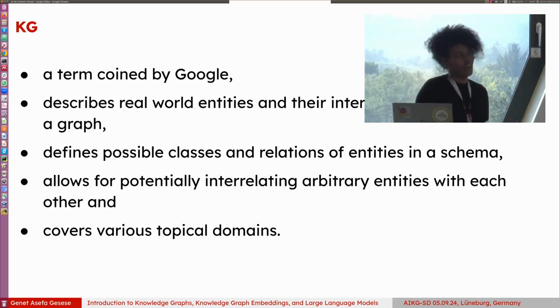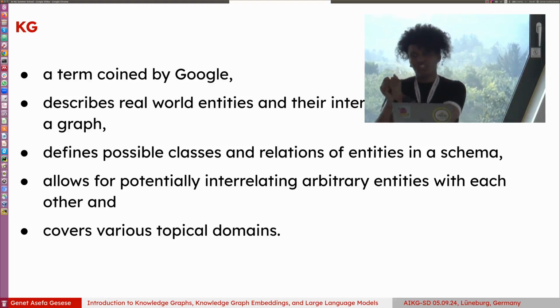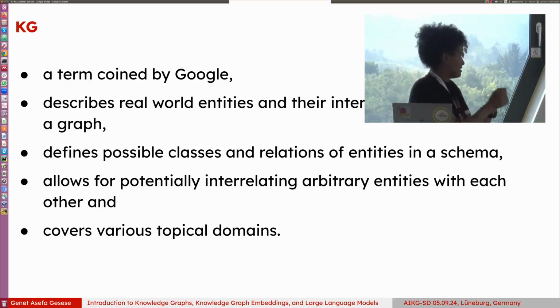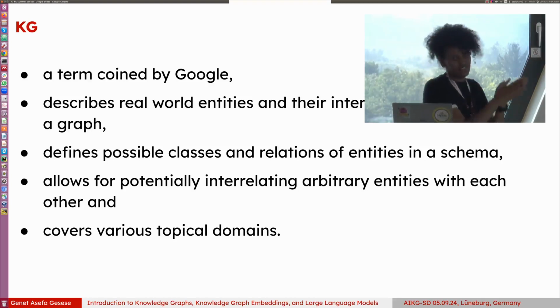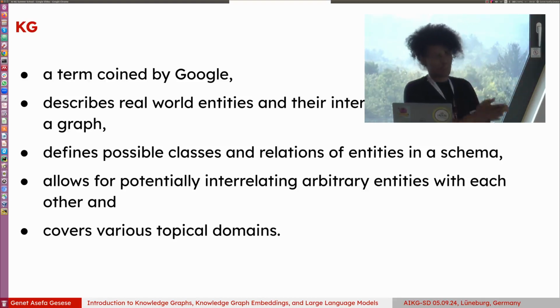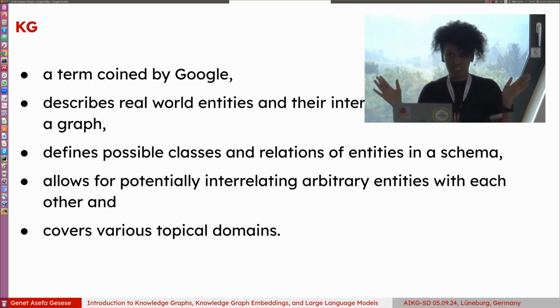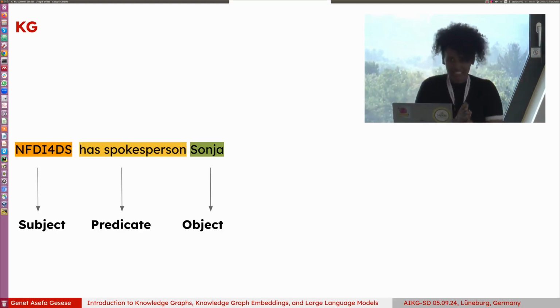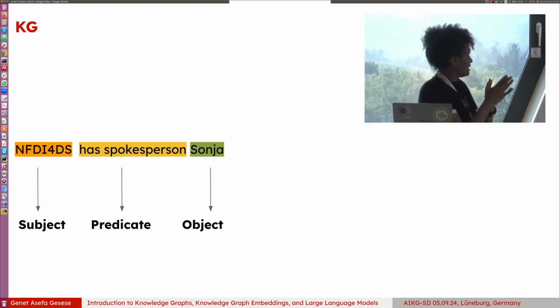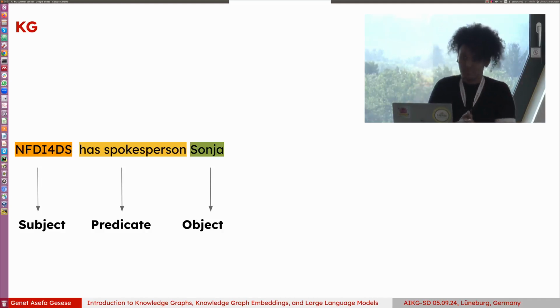So for example, how can I actually represent knowledge? There is this sentence: NFDI for Data Science has spokesperson Sonia. Somebody gives me this, and the first thing I notice is NFDI for Data Science is a subject, right? And then "has spokesperson" I can take as a predicate, and Sonia as an object.